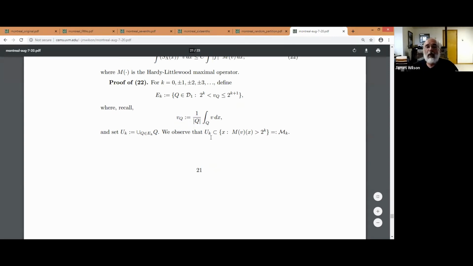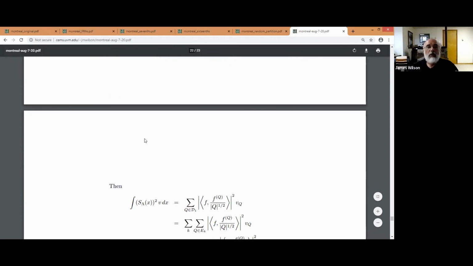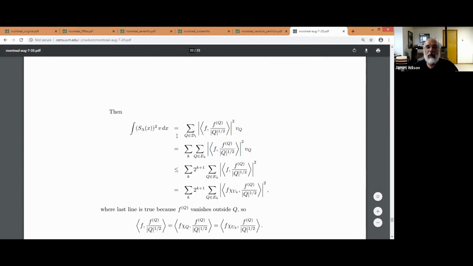and you notice that U_k is a subset of the set where the Hardy-Littlewood maximal function of v is bigger than 2 to the k. We're going to call that M_k. So just write this out. This thing squared, v, you just write it out, inner product squared, v_Q, sum it over k, E_k. These v_Q's are all controlled. We can take it as 2 to the k plus 1. We get this.